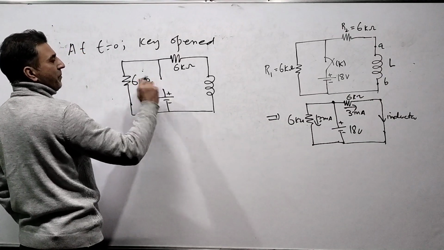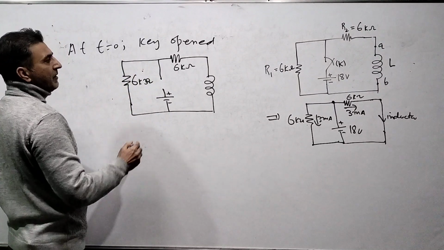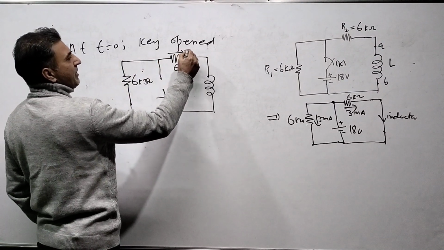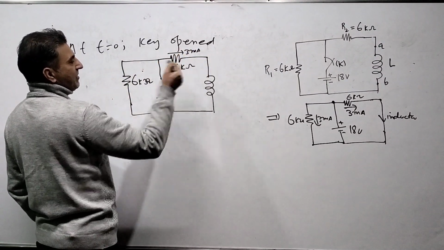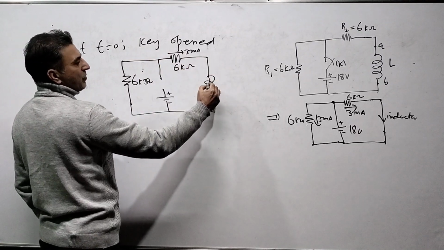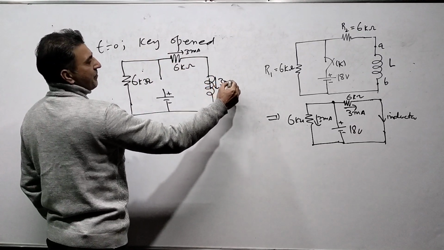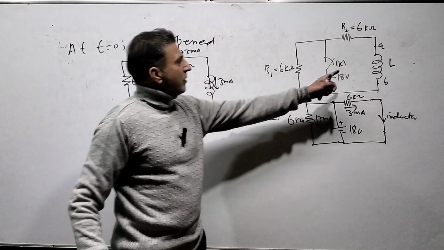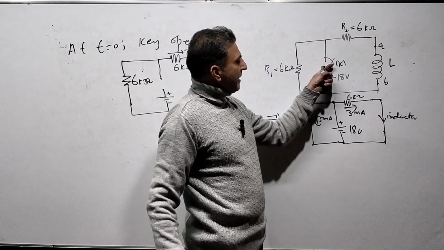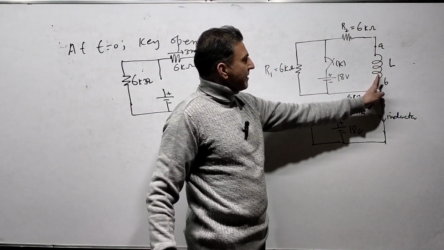Battery is like this. Key is open. It's open circuit here. What was the current from here? 3 milliamperes. At t is equal to 0, the current was flowing through this, 3 milliamperes. The moment you open the key, the current here is 3 milliamperes.